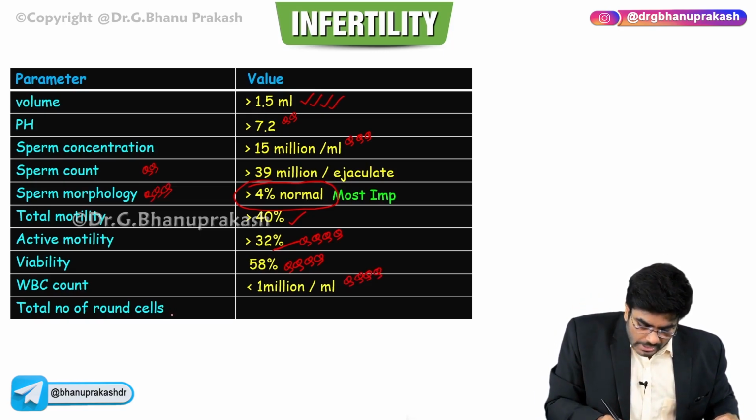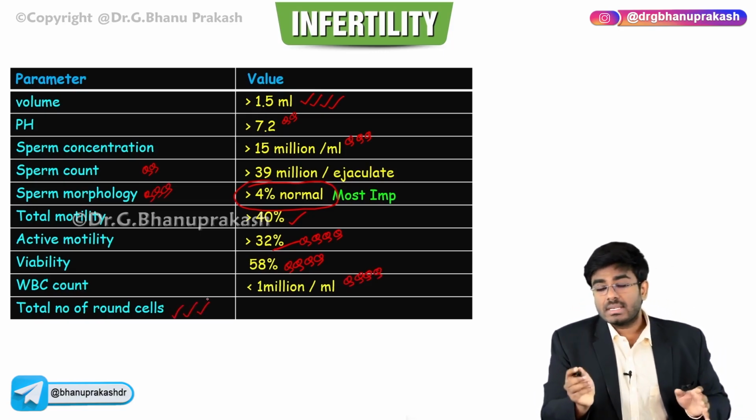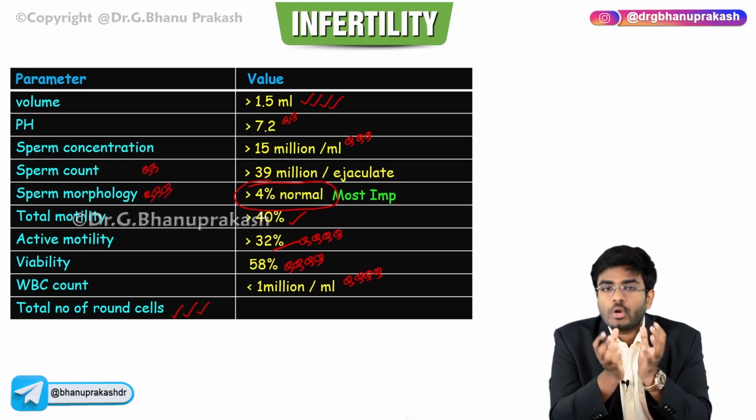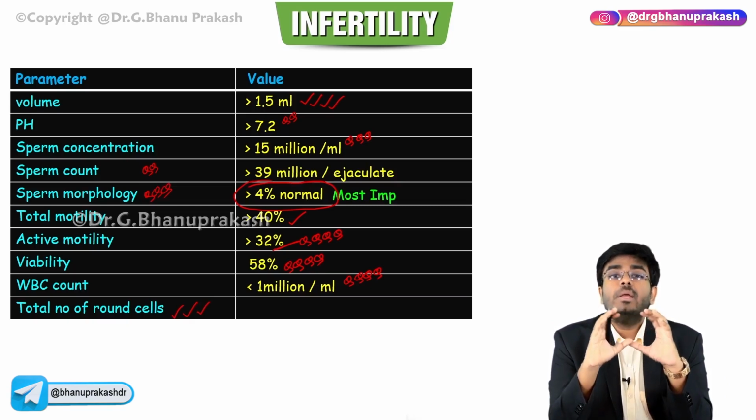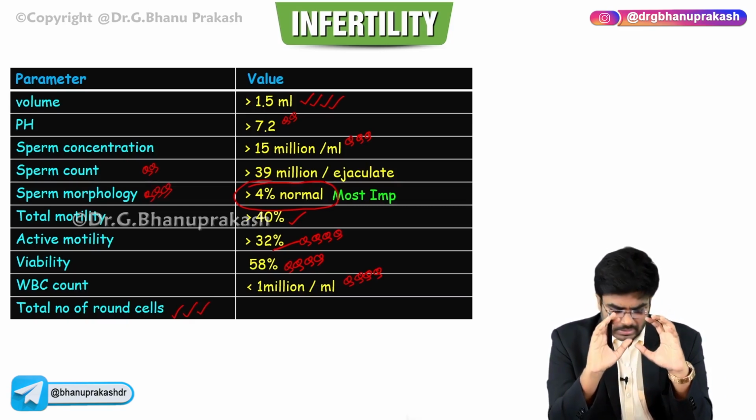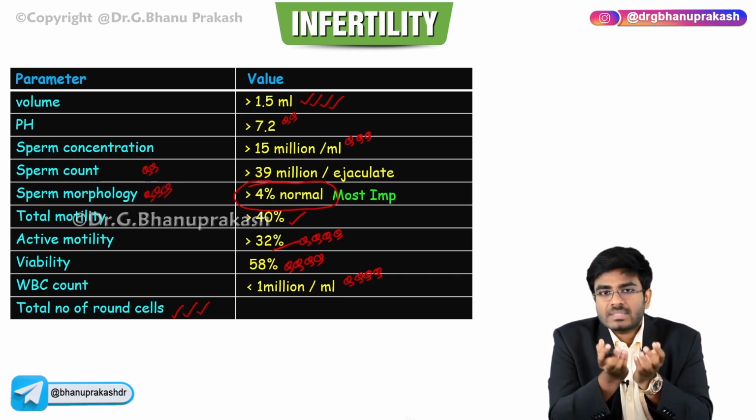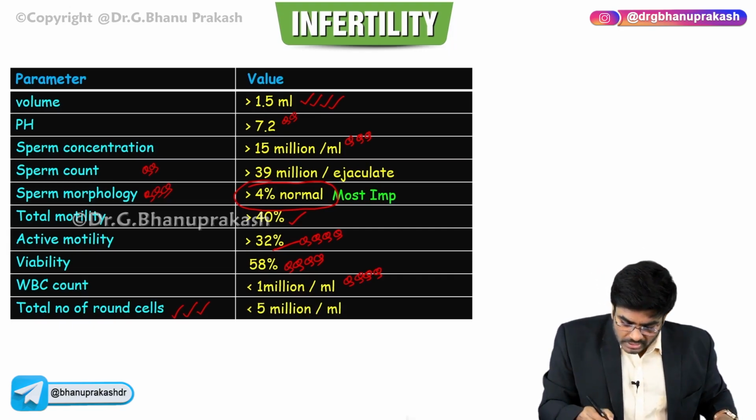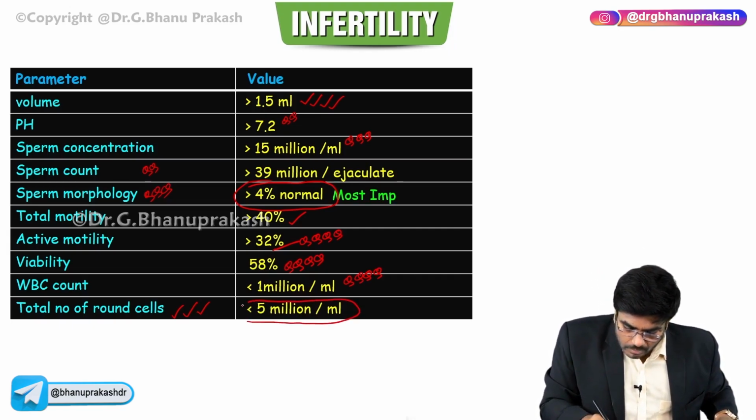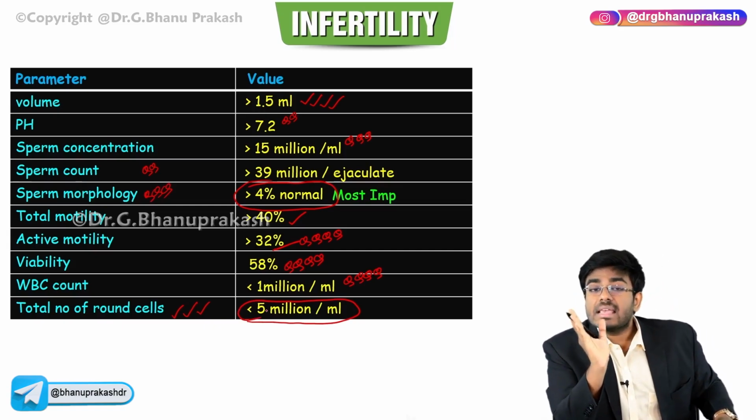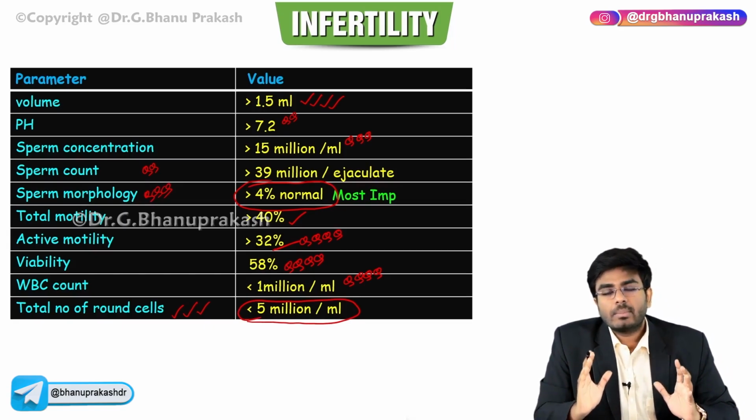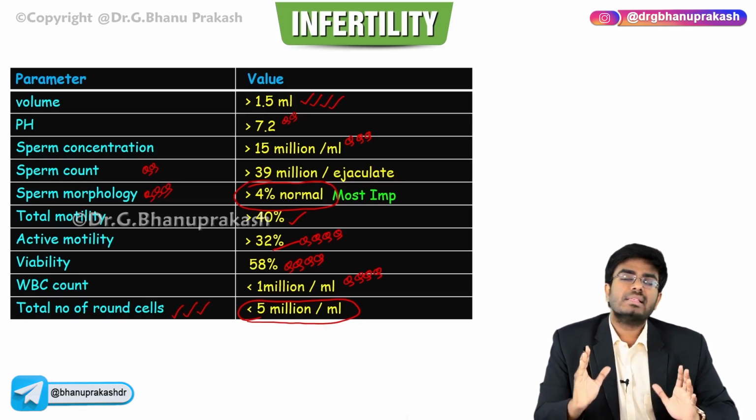Now the total number of round cells. What do I mean by round cells? Guys, sometimes the sperms will be more globular in shape. They are known as globular cells, and even WBC are also globular. So round cells are nothing but globular sperms and WBC. Their count together should not be more than 5 million. It should be less than 5 million. So these are some important WHO 2010 parameters for normal semen.